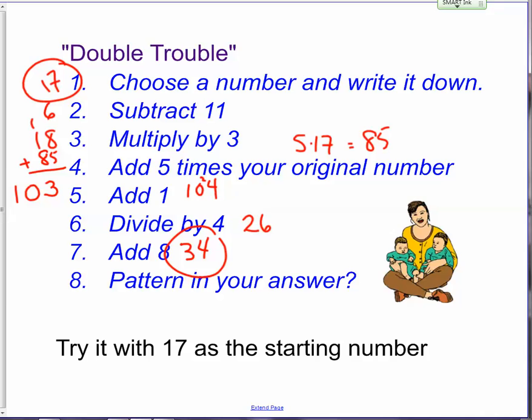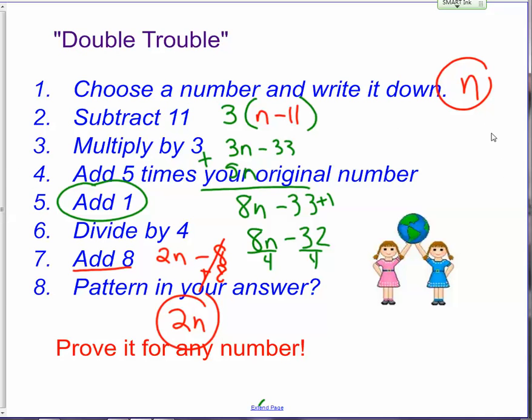And then we proved it for any number. So if my number is n, minus 11 is when I subtract 11, and I multiply all of that by 3, and I have 3n minus 33. I add 5 times my original number, which is 5n, and I have 8n minus 33. I add 1, I have 8n minus 32. Divide by 4, I get 2n minus 8. Add 8, and our answer is 2n, because negative 8 plus 8 is 0. And so if we begin with n for any number, we end up with twice as much as n.